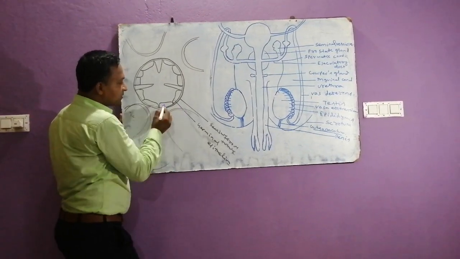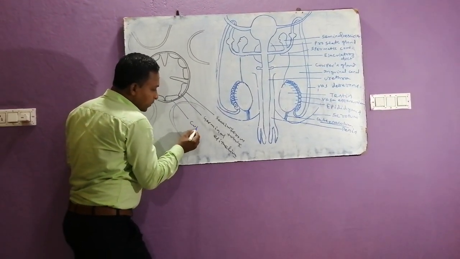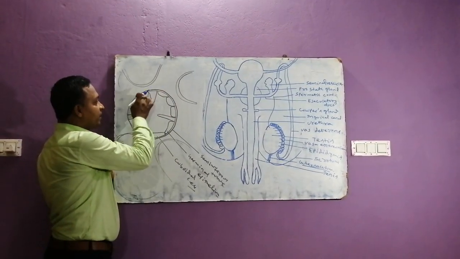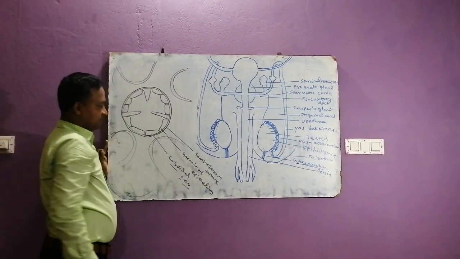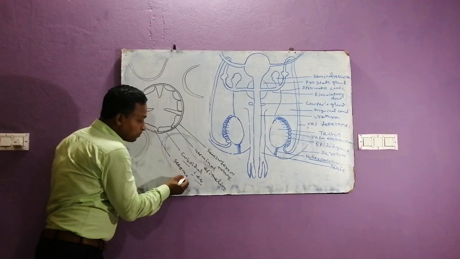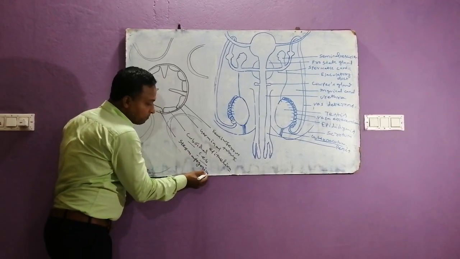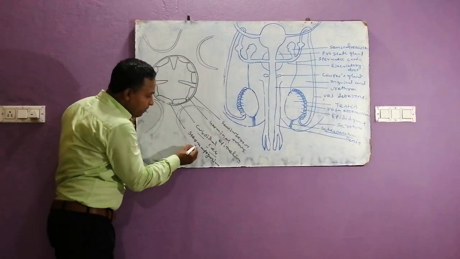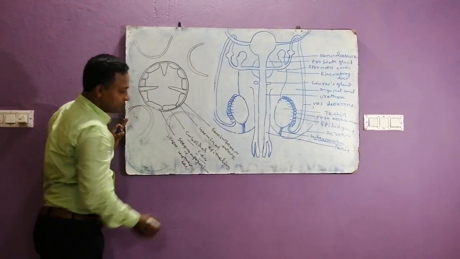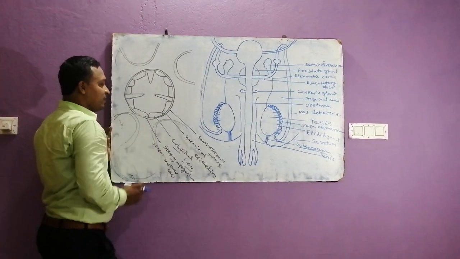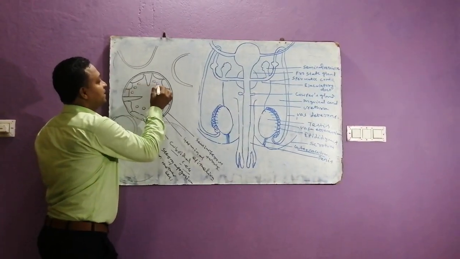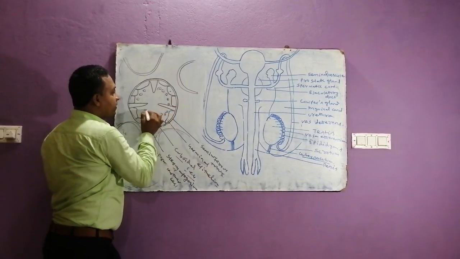This germinal epithelium is basically made up of a number of cuboidal cells. Yes, and these cuboidal cells are otherwise called spermatogonium or sperm mother cell. Yes, which mother cell? Sperm mother cell, which produces the sperms. That is, these cells divide continuously and produce sperms.